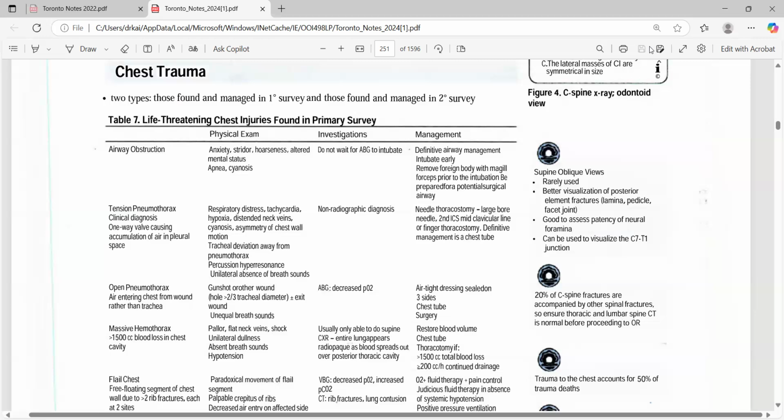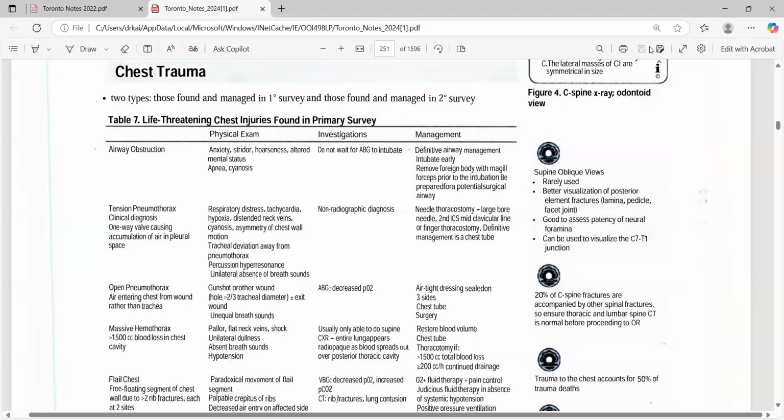Then tension pneumothorax is a clinical diagnosis. A one-way valve causes accumulation of air. That's why we go for needle thoracostomy. How does it present? There is asymmetry of the chest wall motion, and there is no radiograph diagnosis. So in tension pneumothorax, we just do the assessment. Don't go for any investigation.